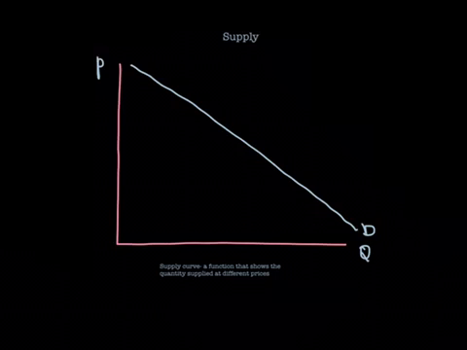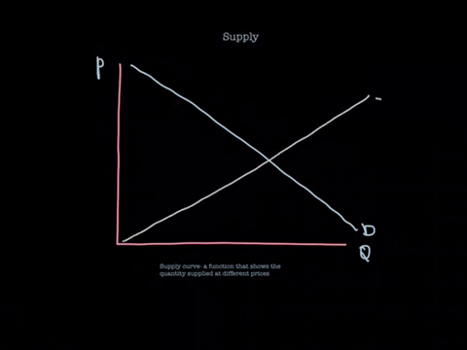The supply curve follows the same two-axis graph format that the demand curve does, and you can see the demand curve is still on here. But this time the supply curve is upward sloping. I'm going to label that just like the other one. And it's upward sloping because the more a producer produces, the more it costs. According to definition, a supply curve is a function that shows the quantity supplied at different prices.